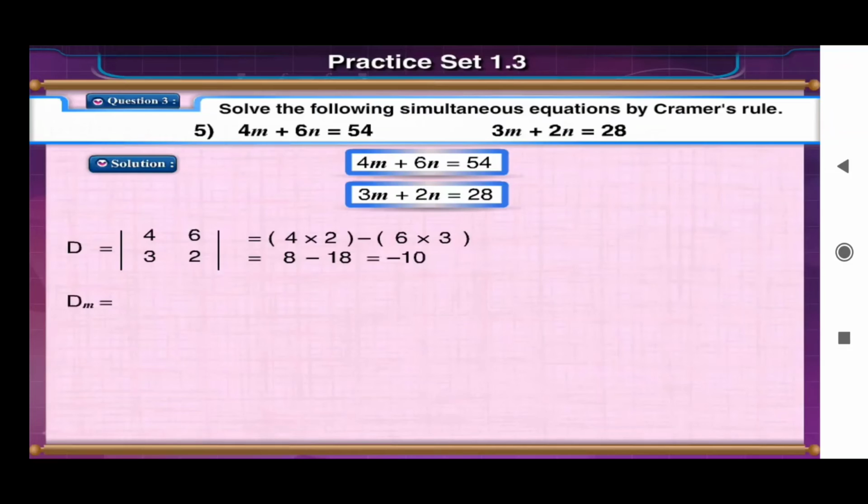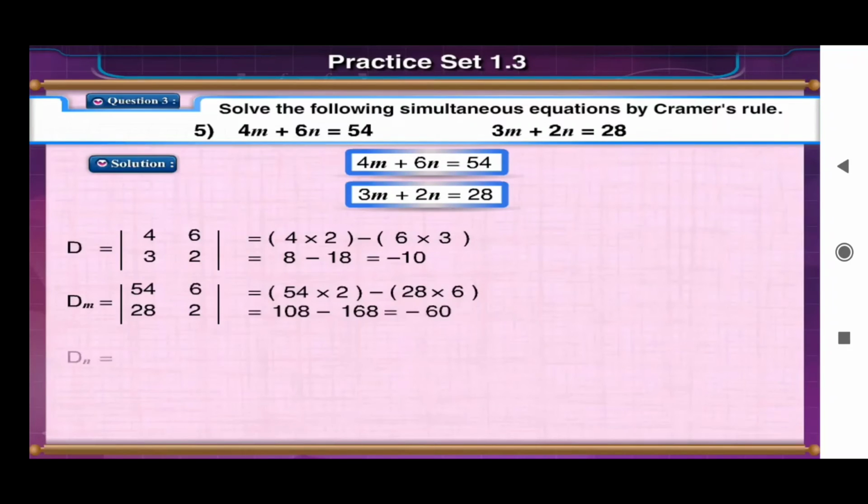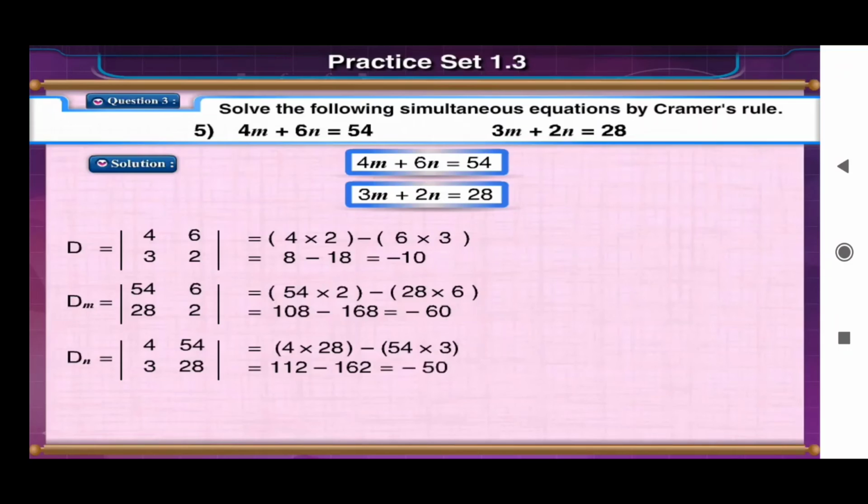dm is equal to determinant of 54, 6, 28, 2. That is equal to 54 into 2 minus 28 into 6. That is equal to 108 minus 168, which is equal to minus 60. dn is equal to determinant of 4, 54, 3, 28. That is equal to 4 into 28 minus 54 into 3, which is equal to 112 minus 162, and that is equal to minus 50.